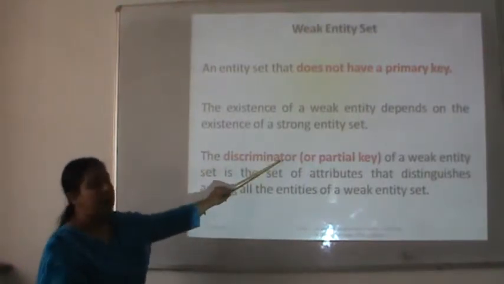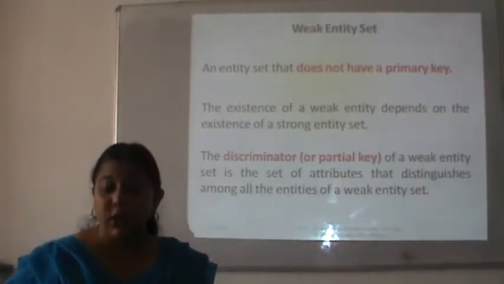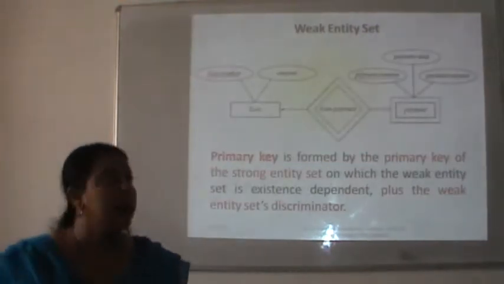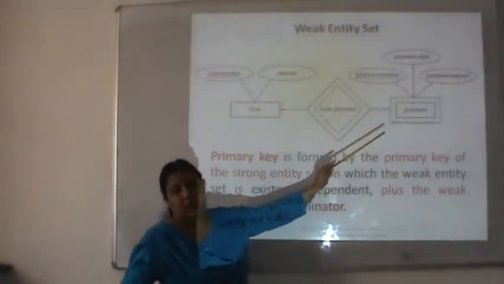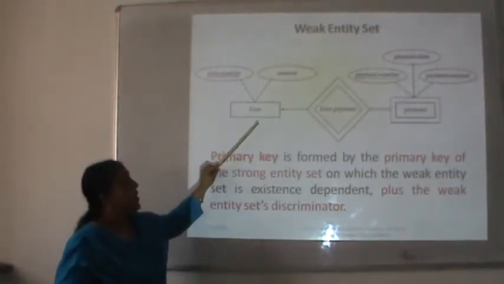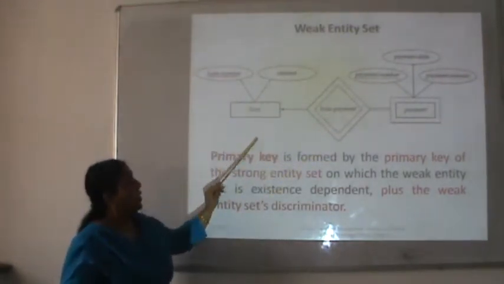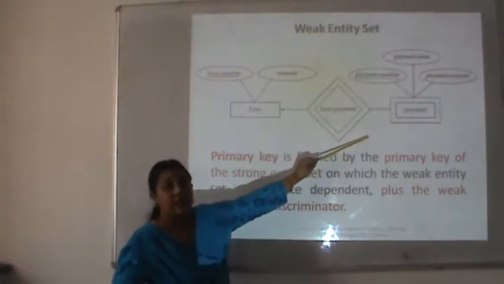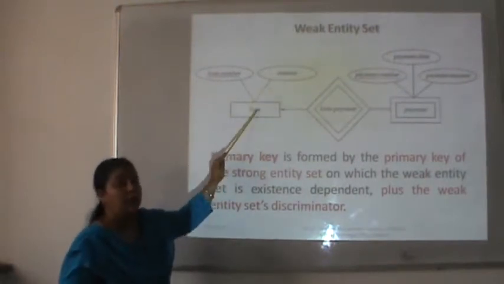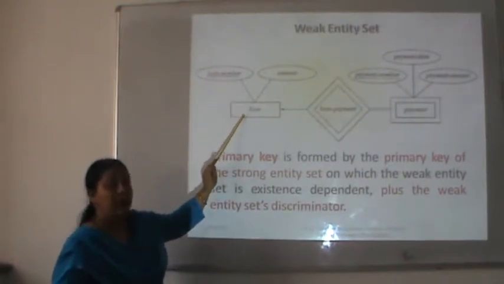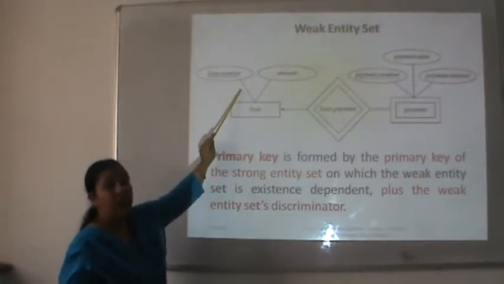The discriminator or the partial key of a weak entity set is the set of attributes that distinguishes among all the entities of a weak entity set. Let us take an example. There are two entity sets, loan and payment. In a banking system, for a single loan, the customer may pay many times. Loan number will be unique for every loan. So the loan entity set has a primary key, loan number.